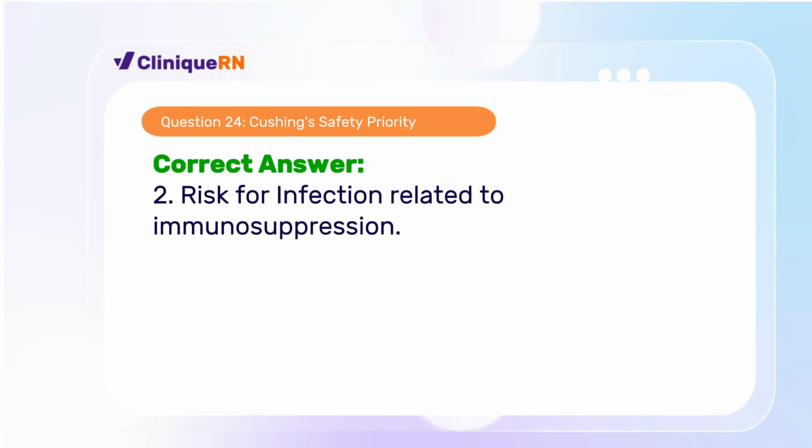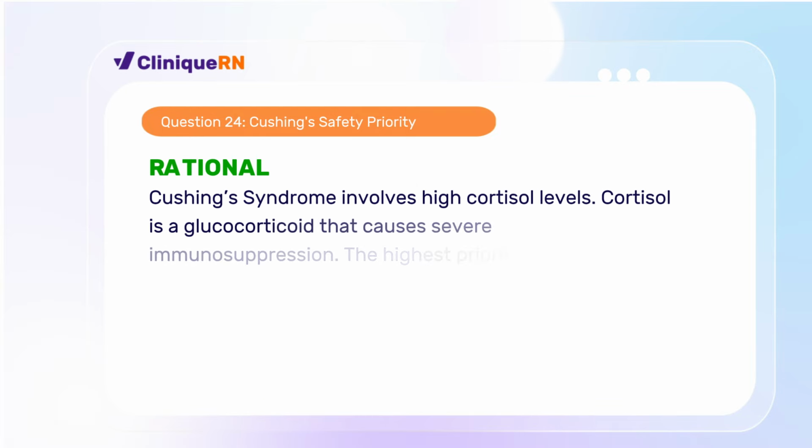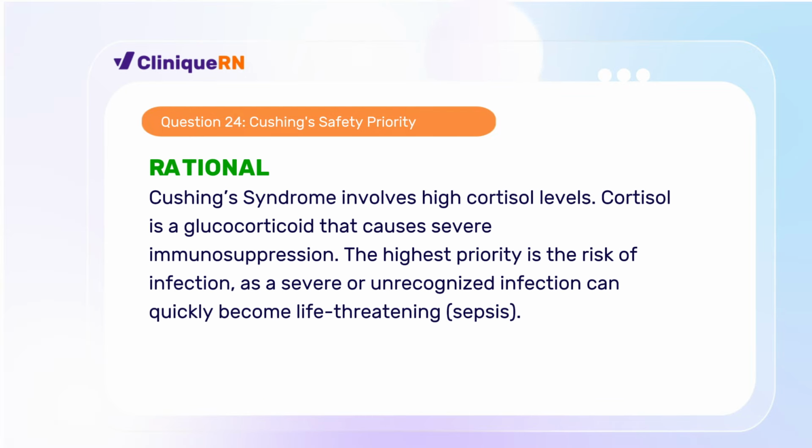The correct answer is 2. Risk for infection related to immunosuppression. Rationale. Cushing's syndrome involves high cortisol levels. Cortisol is a glucocorticoid that causes severe immunosuppression. The highest priority is the risk of infection, as a severe or unrecognized infection can quickly become life-threatening, sepsis.